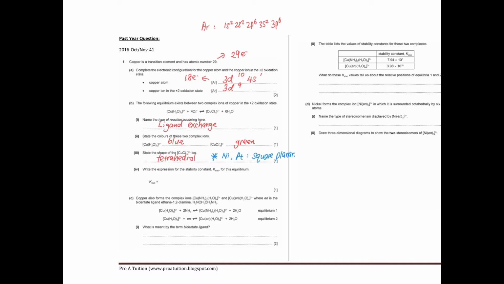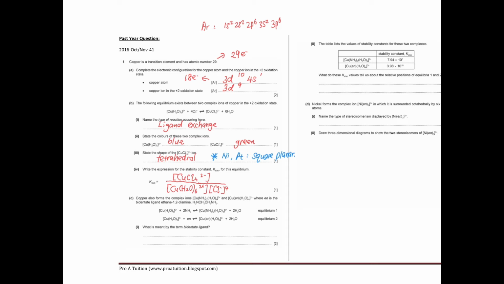Okay, part 4. Write the expressions for the stability constants for these species. Okay, so how do we write? We put the product, but we don't want water. So we put the product, CuCl4 2-. Okay, I think I better put the charge inside. Over Cu(H2O)6 2+, Cl- power 4. Okay, so that is the stability constant, Kstab.